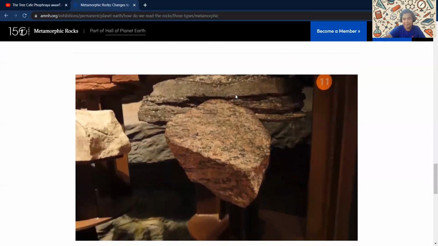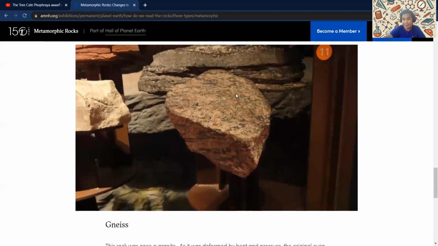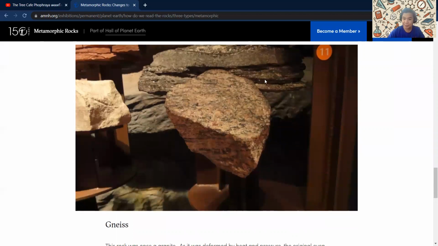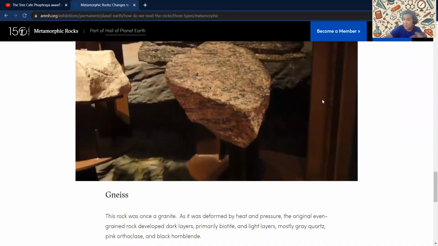Finally, we have this. This is what we call gneiss. Okay, that's how you read it. I think it's gneiss. This rock was once a granite, as it was deformed by heat and pressure. The original even-grained rock developed dark layers, primarily biotites, and light layers, mostly gray quartz, pink orthoclase, and black hornblende. This gneiss was once a granite, but again, because of heat and pressure, it changed into a different rock. That's the important thing you should understand.